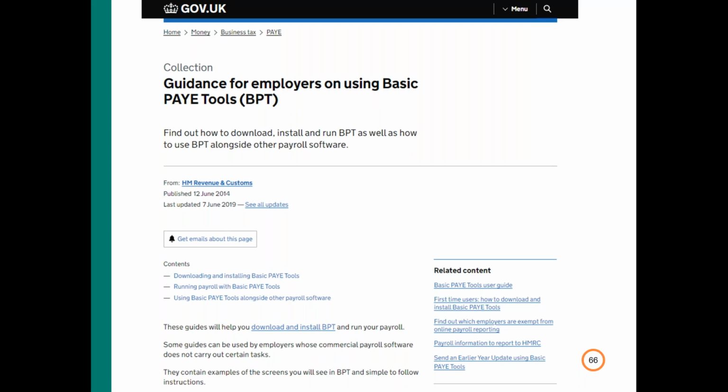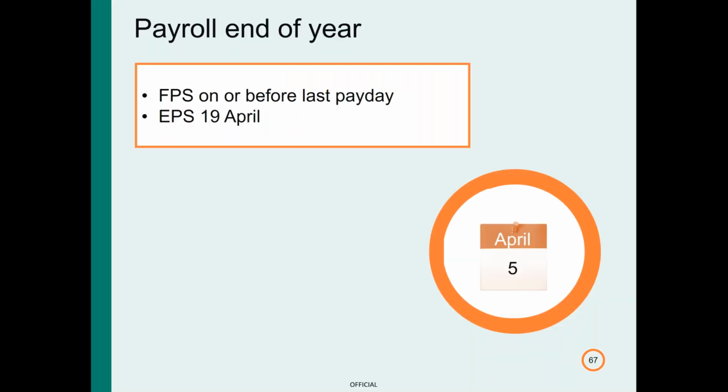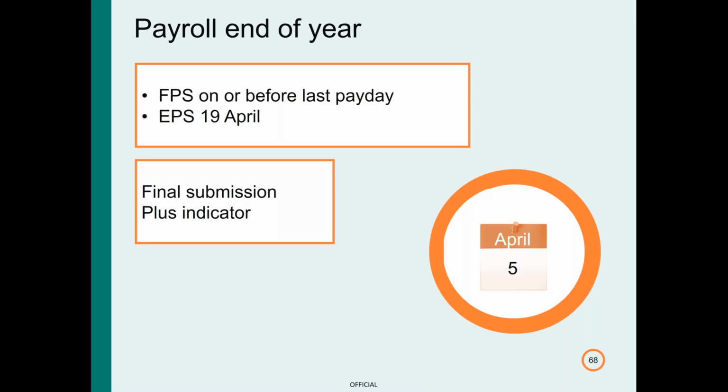Your final full payment submission, FPS, up to and including 5th of April 2025, should be sent on or before your last payday of the tax year. If the Employer Payment Summary, EPS, is your last submission, then this needs to be sent on or before the 19th of April. Your last submission needs to include an indicator that it is the final submission for the tax year. This lets us know that you've sent us everything you expected to send for the whole PAYE scheme.